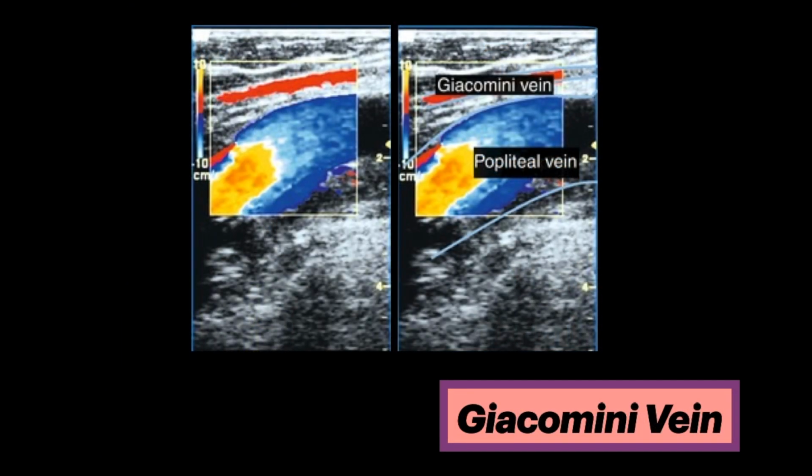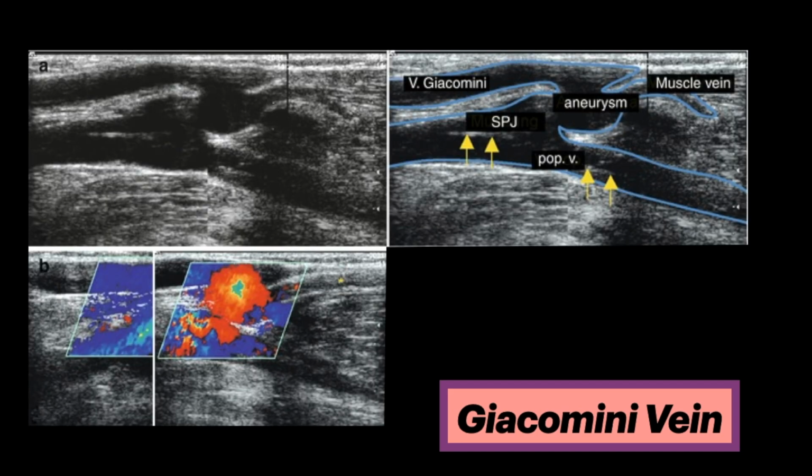This color duplex venous ultrasound shows red signal in the Giacomini vein. Red means flow is directed towards the probe, in this case towards the small saphenous vein. The popliteal vein is flowing in the opposite direction, as indicated by blue. This longitudinal view through the popliteal fossa demonstrates what happens after a femoropopliteal vein thrombosis. Arrows point to septal formation in the deep veins, indicating reflux. The Giacomini vein is dilated due to reflux.